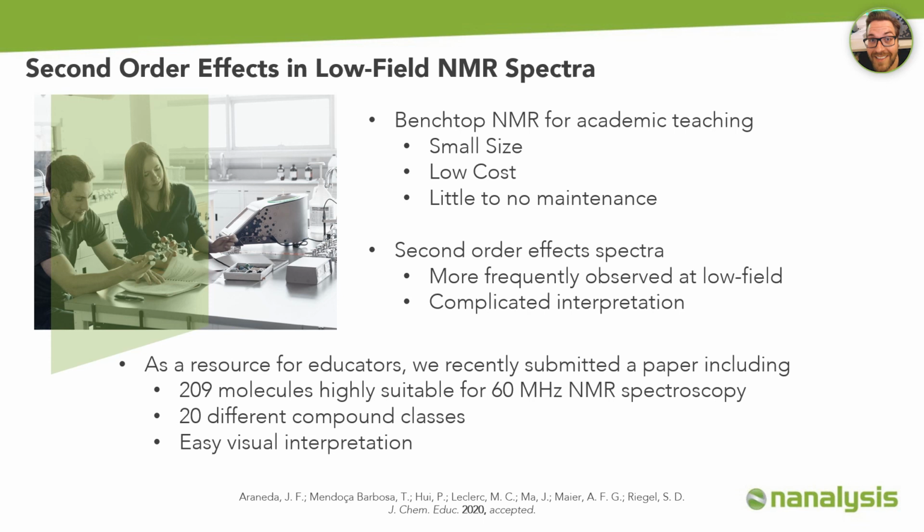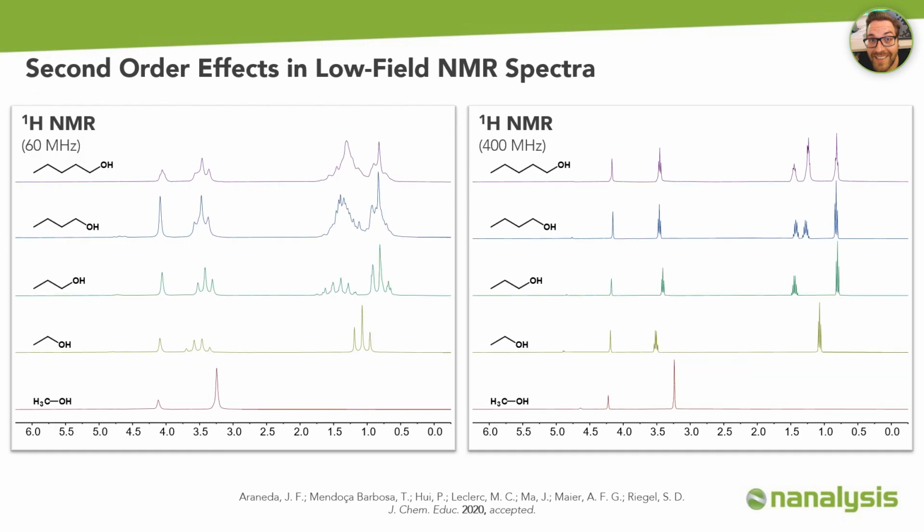To help address this concern, we recently submitted a paper to help educators overcoming this limitation. In this paper, we present a list of more than 200 molecules from 20 compound classes whose NMR spectra can be visually expected and interpreted using 60 MHz instruments. As an example, I would like to present a comparison of a series of alcohols at 60 MHz on the left and 400 MHz on the right.